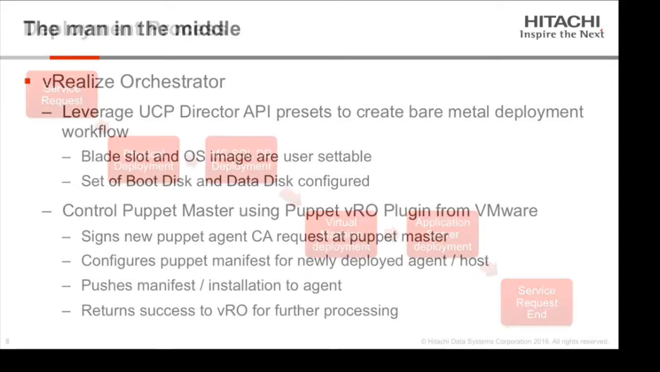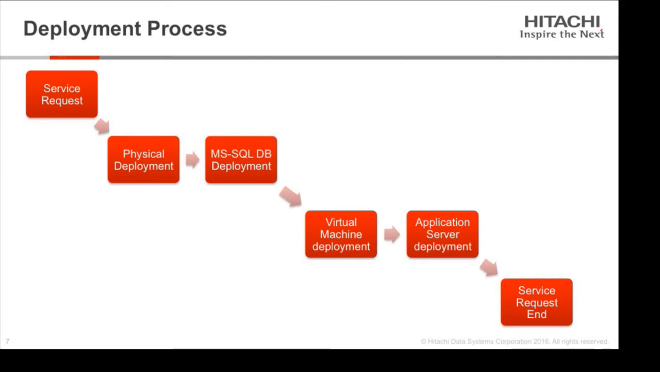So the deployment process looked somewhat like this. There's a service request, physical deployment comes first, of course. Once this is done, we push the database on top of the physical resource and configure it. Once this is done, we go back to the virtual machine deployment, which is done by vRealize Application Services with native functionality. Then we push the application server deployment on top of that, which is the application server part of Sugar CRM. And then the service request is finished, hopefully successfully.